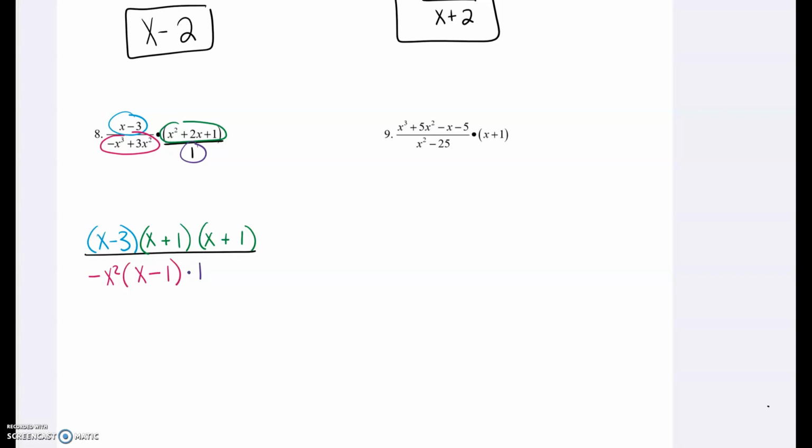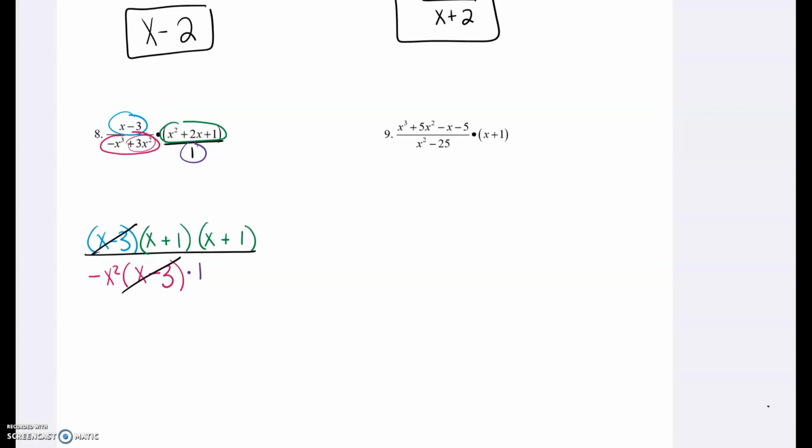Okay, now let's look at what cancels. x. Does anything cancel? Oh, the x minus 3. Oh my goodness, what did I do right here? You guys gotta tell me when I make mistakes. 3x squared divided by negative x squared is negative 3. Whew, that's what cancels. The x minus 3 cancels.